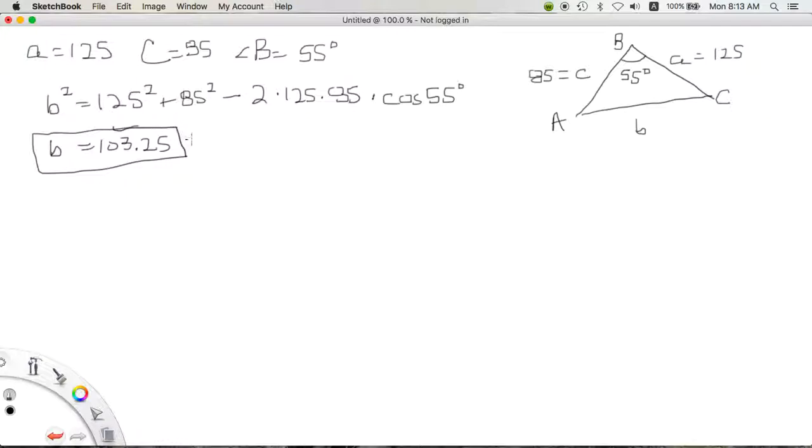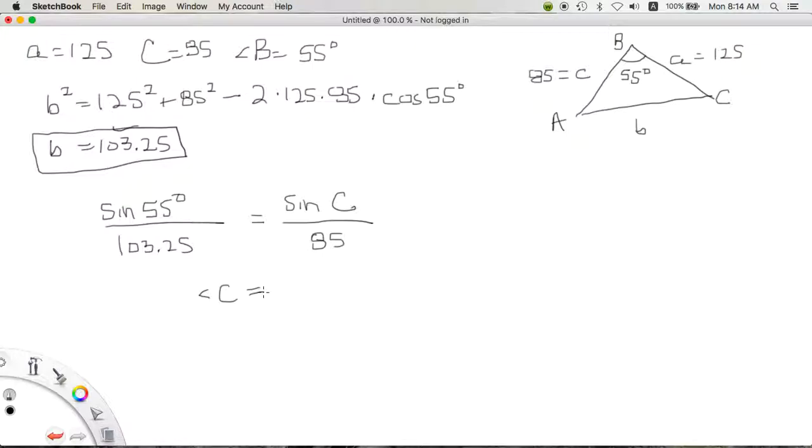So now we have all three sides, and we have one of the angles. So we're going to use the law of sines, again looking for the angle that is the smallest, across from the smallest side. So we'll look for angle C. So we have the sine of 55 degrees over 103.25 equals the sine of C over 85, which gives us that angle C is equal to 42.38 degrees. So cross multiply and take the inverse sine to get that.